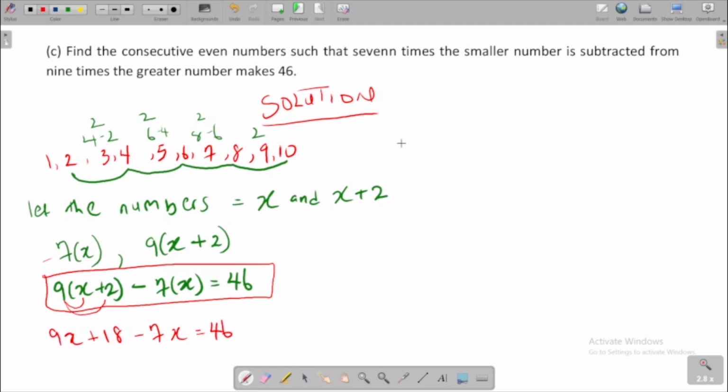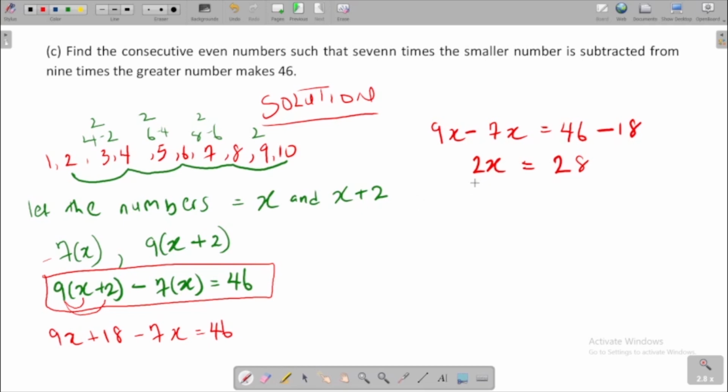So we have 9x minus 7x equal to 46. You move 18 to the other side, you have minus 18. 9 minus 7 will give us 2x equal to 46 minus 18, and that will give us 28. Now we are looking for x, not 2x.